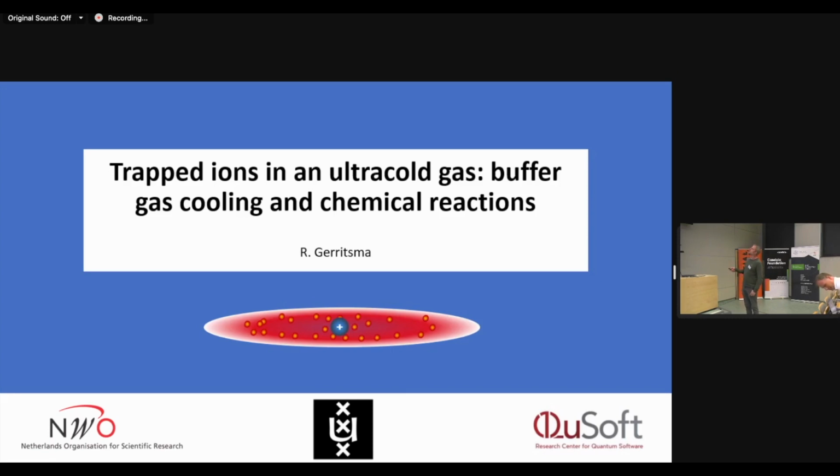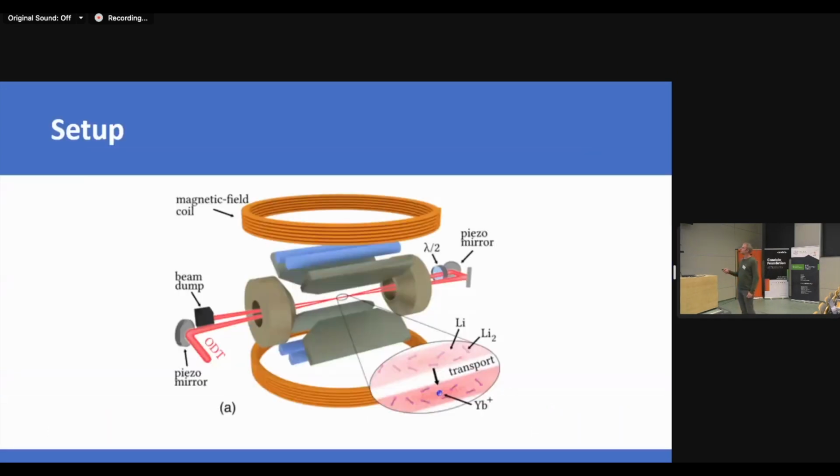So I will talk about trapped ions in an ultra cold gas. The setup we have looks as follows. We have an ion trap in which we trap ytterbium ions. We also have an optical dipole trap in which we have an ultra cold gas of lithium atoms. And not only lithium atoms, but you can also have molecules, lithium 2 molecules. I'll talk about this a little bit.